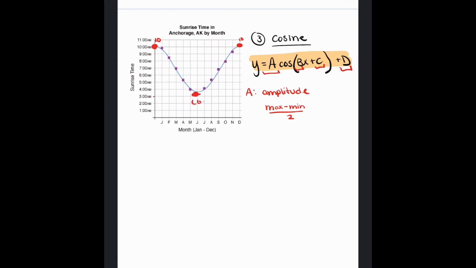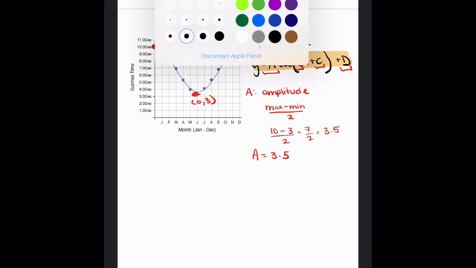This whole point is over 6, up 3. So we're going to do the max, which was 10, minus the min, 3, and then divide it by 2. 10 minus 3 is 7, and 7 divided by 2 is 3.5. So the amplitude equals 3.5. I'm going to highlight this because we're just going to plug it into our formula at the end.